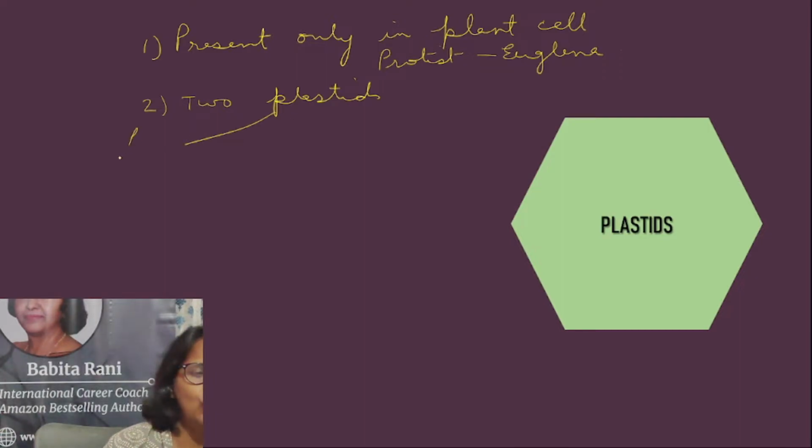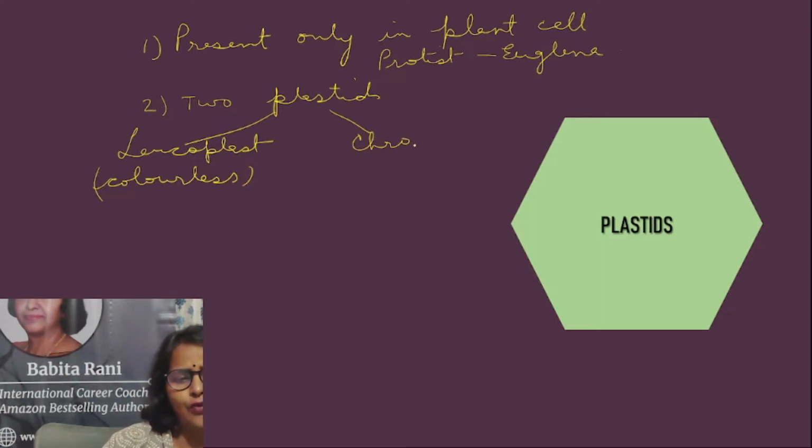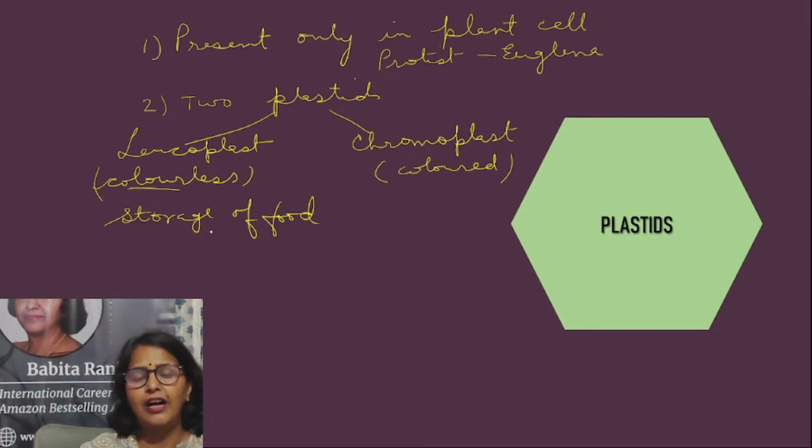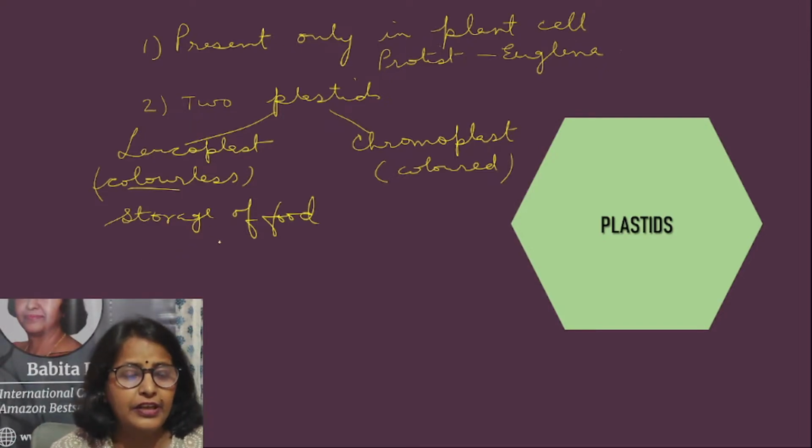One is leucoplast, which is colorless. That means it does not have any pigment in it. And the other is chromoplast, which is colored and has pigment present in it. This colorless leucoplast is used for storage of food. Food is of three major types.